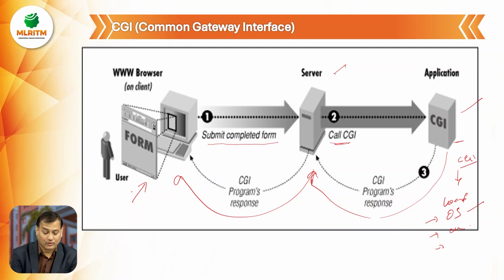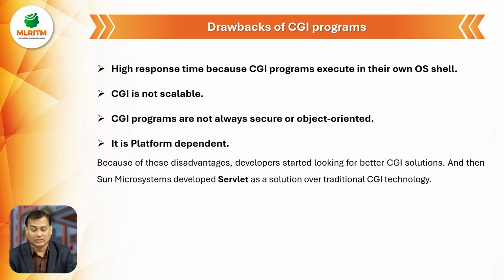So this is the general scenario of how a CGI program interacts with the client, how it serves a client by executing the server-side program in a separate OS shell and sending a response to the server, and the server sends a response to the client. So this has many disadvantages, like high response time, because the CGI program executes in its own shell. Every time it has to run the OS, and in the OS it has to run all the environments that are necessary for the execution of the program.